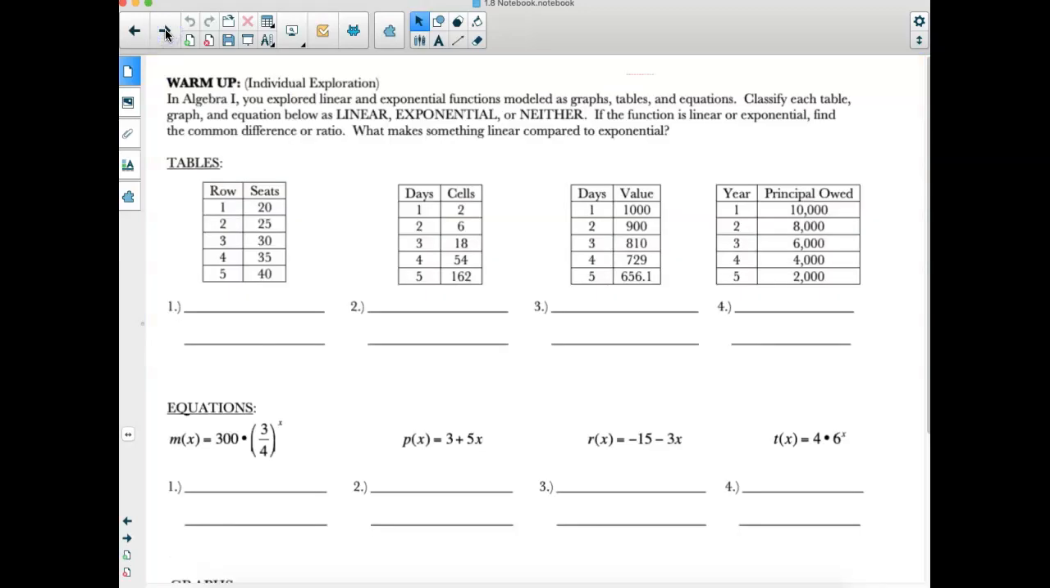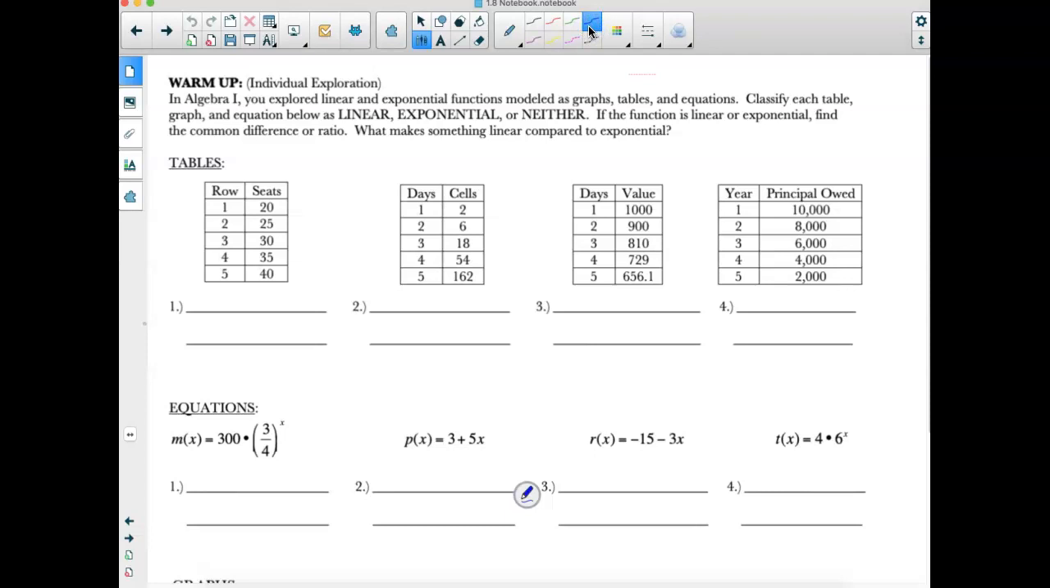What we're looking at today is, if we kick back into Algebra 1, you explored a lot of different functions, two of which were both linear functions and exponential functions, and how those functions were modeled via their graphs, tables, and or equations. As a little warm-up, I'd like you to hit pause in a second and then classify each of the four tables as linear, exponential, or neither, the same for the equations, and then the same for the graphs. Then unpause after you get that done, and we will go over that, okay?